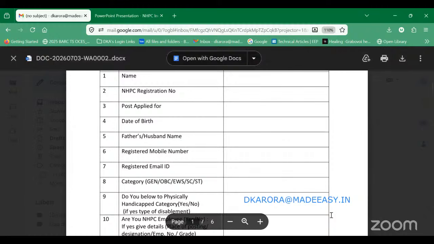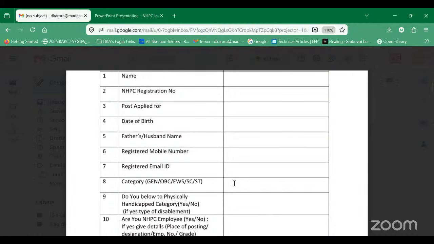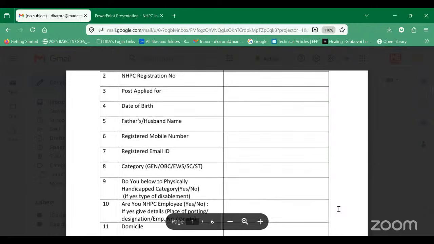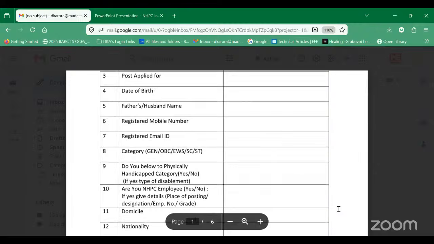Category as applicable. One minute, let me remove this. Category as applicable, you have to fill up general, OBC, EWS, SC, ST, or whatever. And then there is a specific question, do you belong to physically handicapped category? You have to answer yes or no. If the answer is yes, then what is the type of the disablement? Is it orthopedic? Is it optical? Is it cerebral palsy or whatever? So whatever is the type of disablement, you have to specify.